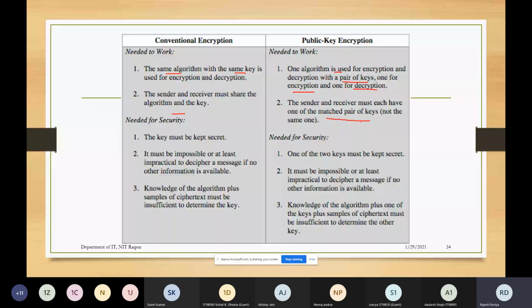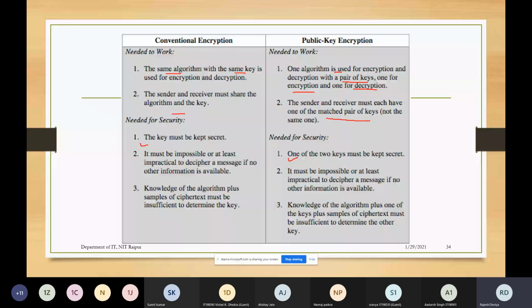And what is needed for security? In the first case, the key must be kept secret, and in this one, one of the keys must be kept secret. It must be impossible, or at least impractical, to decipher a message if no other information is available. So if only the algorithm and the ciphertext are known and the key is not available, then it should be impractical or impossible.